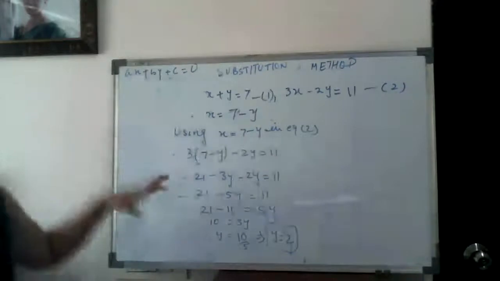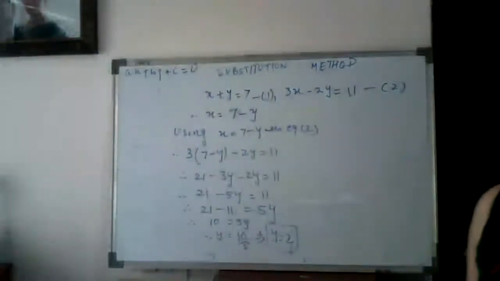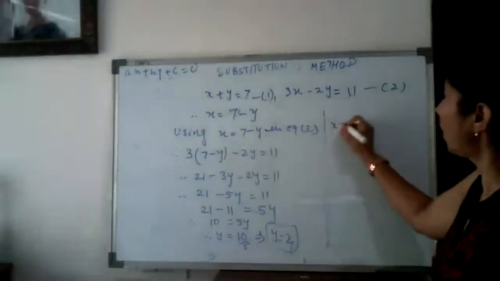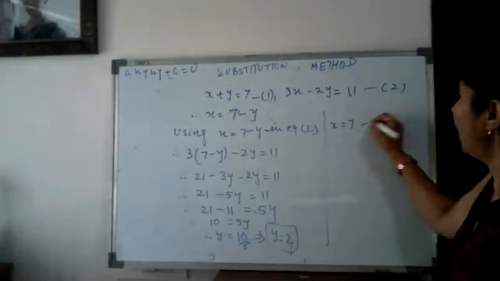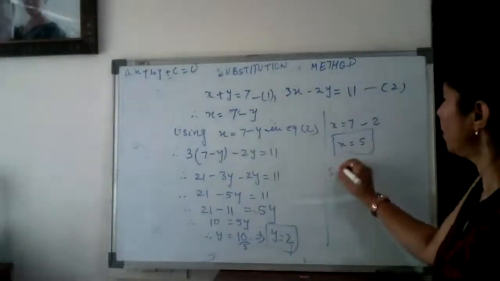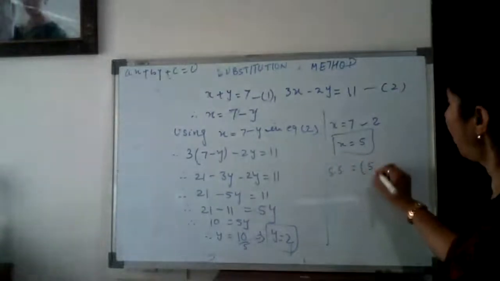Now we have got one answer, right? The method is the same, just the starting is a little different. And the value now again, x is equal to what, 7 minus y, that is 2. So you get this x is equal to 5. So your solution set is 5, 2.